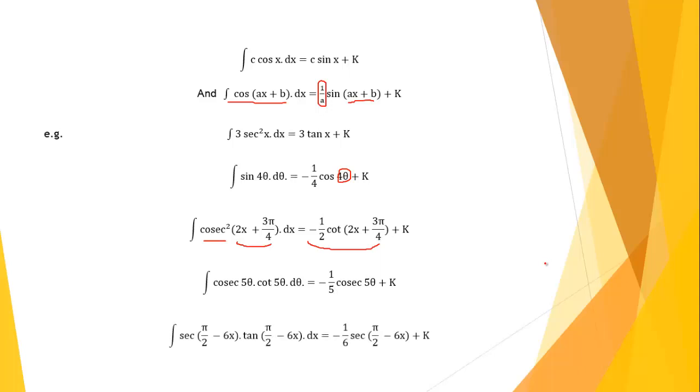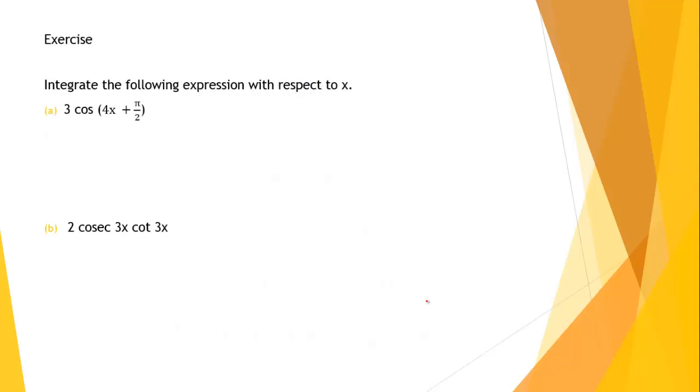Then the integral of sec pi by 2 take away 6x dot tan pi by 2 take away 6x with respect to x equals negative 1 over 6 sec pi by 2 take away 6x plus the arbitrary constant. So the integral of sec x dot tan x is sec x. So using that we got sec pi by 2 take away 6x. When we differentiate the terms inside the bracket with respect to x, we get negative 6, and when the result is divided by negative 6, we get negative 1 over 6 sec pi by 2 take away 6x plus the arbitrary constant. Now take a couple of minutes and try out these questions by yourself.